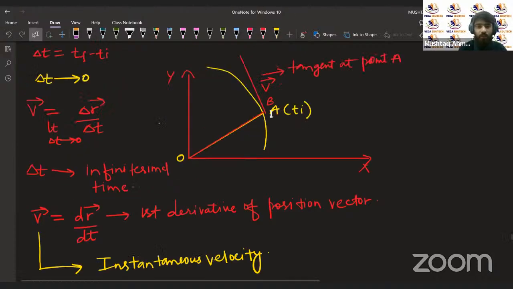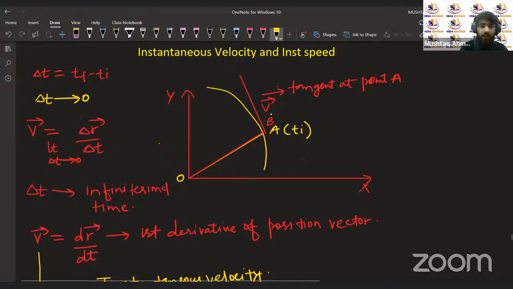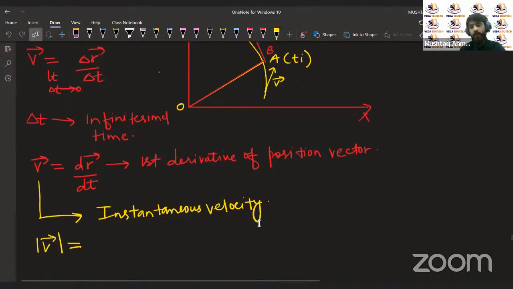If the particle reaches this point, the direction of the velocity vector will be the tangent to the curve, like this. And at this point, it will be a tangent like this. So we can say that on this curve, at every instant, the direction of the velocity is changing. The direction is not the same. It changes at every instant, and it is given by the tangent on the curve at that point.